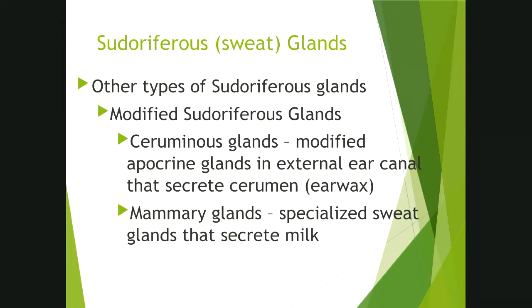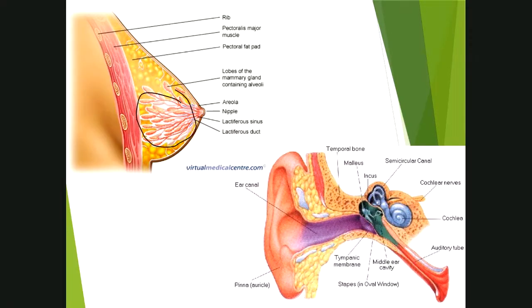And then another modified sweat gland is mammary glands. So mammary glands are apocrine glands, just like the kind that develop at puberty. These also develop at puberty, but instead of secreting this smelly sweat, what they secrete is milk. And so they're only found here. So these are those mammary glands.